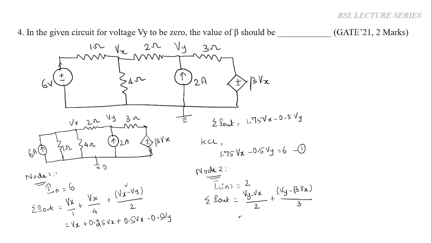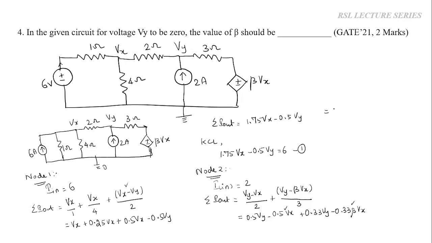On simplification, Vy by 2 will be 0.5 Vy. Again, minus Vx by 2 will be minus 0.5 Vx. Plus Vy by 3, which is nothing but 0.33 Vy, minus beta by 3 into Vx. So 1 by 3 is again 0.33 beta into Vx. Now we'll segregate the coefficients of Vx and Vy and write them separately.